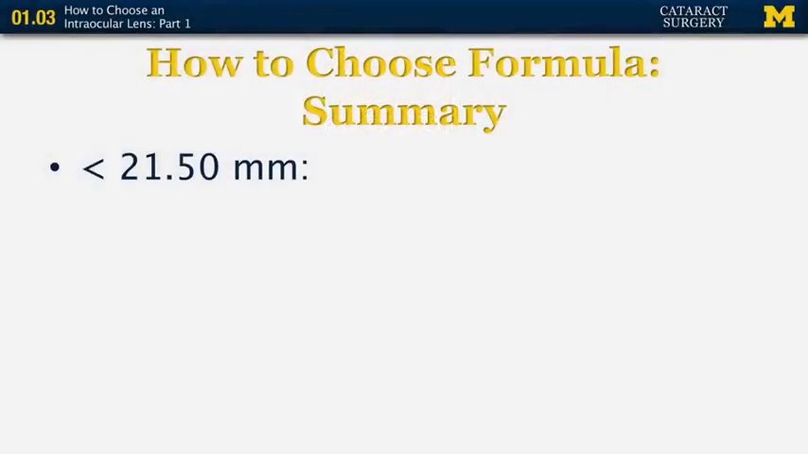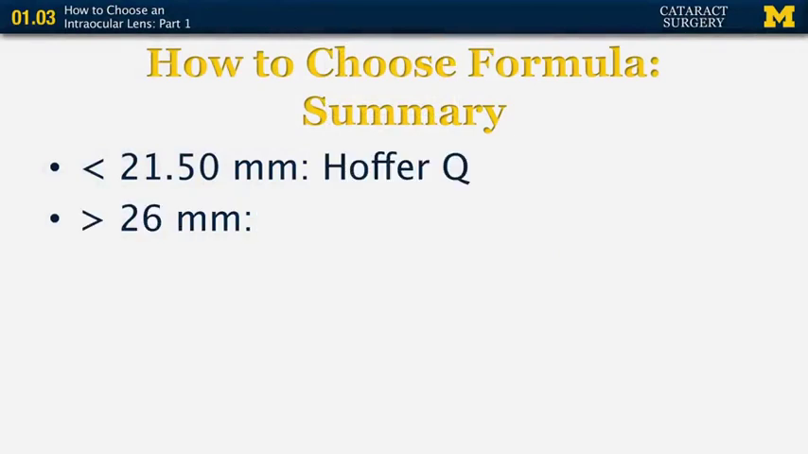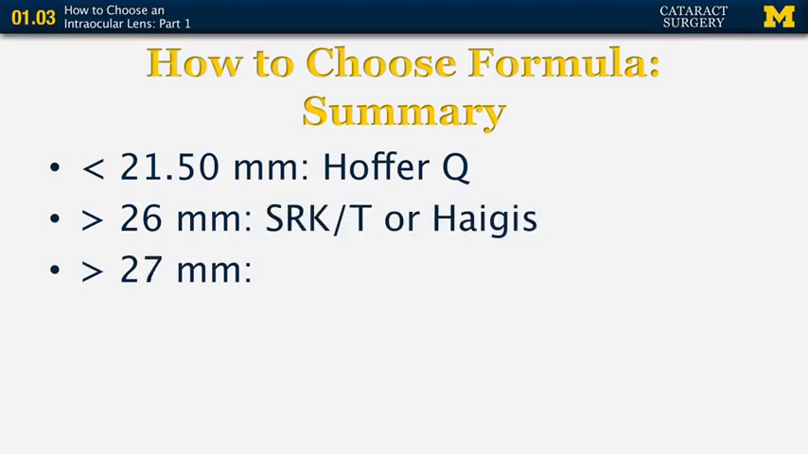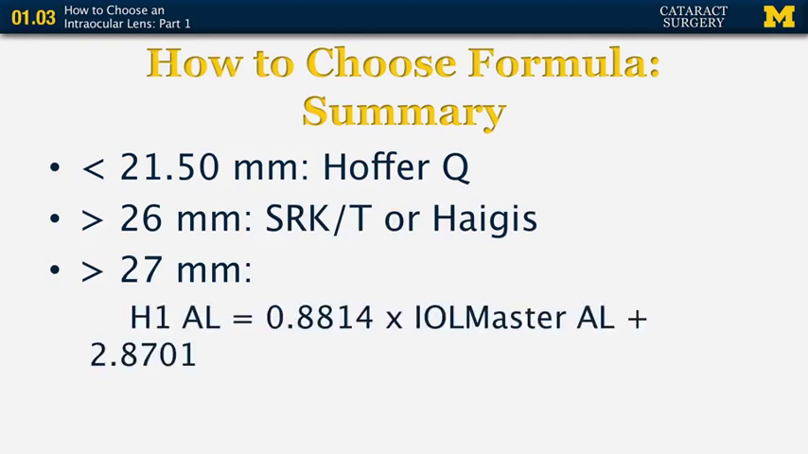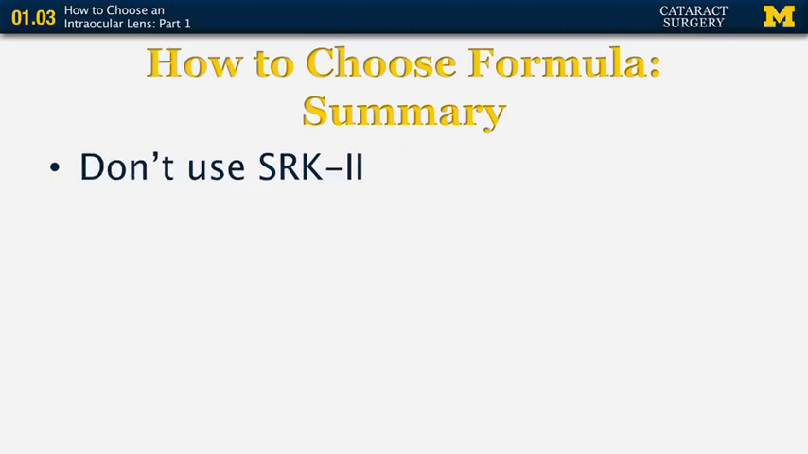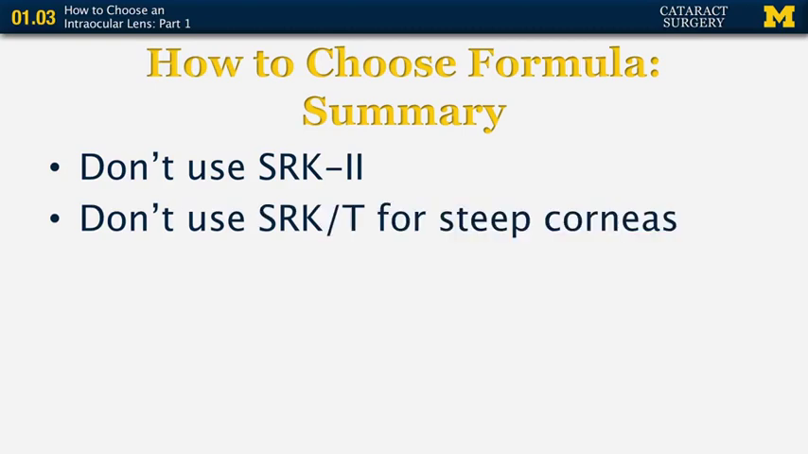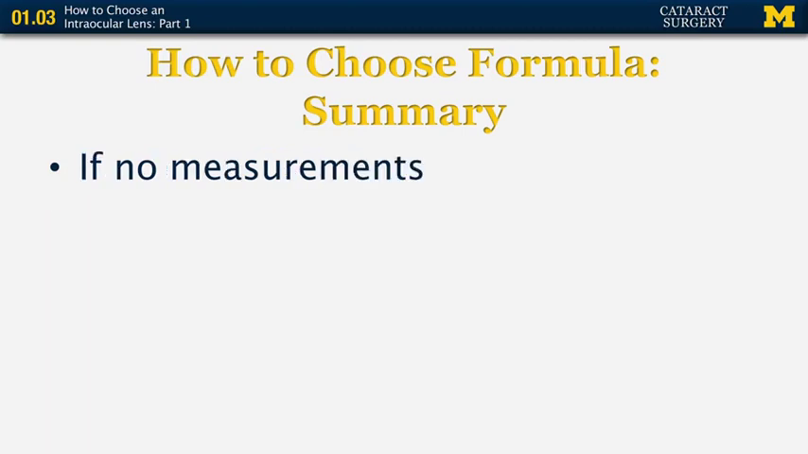So the summary. If your eyes are shorter than 21.5 millimeters, use the Hoffer Q formula. If they're greater than 26 millimeters, use the SRK/T or the Haigis formula. If they're greater than 27 millimeters, adjust the axial length and use the Holladay 1 formula. Don't use the SRK2. Don't use the SRK/T for steep corneas.